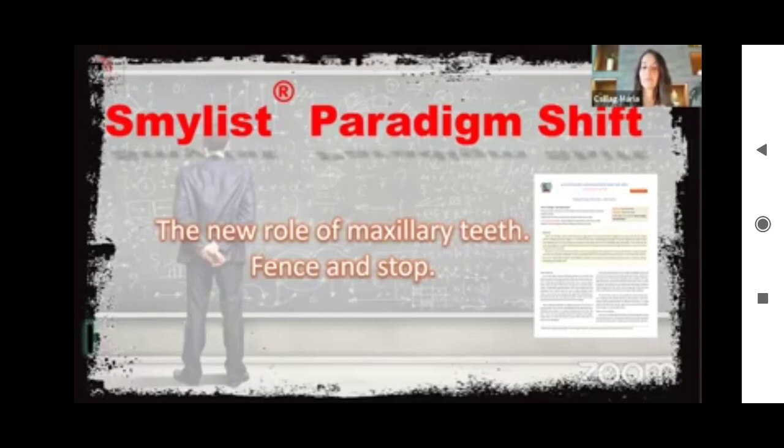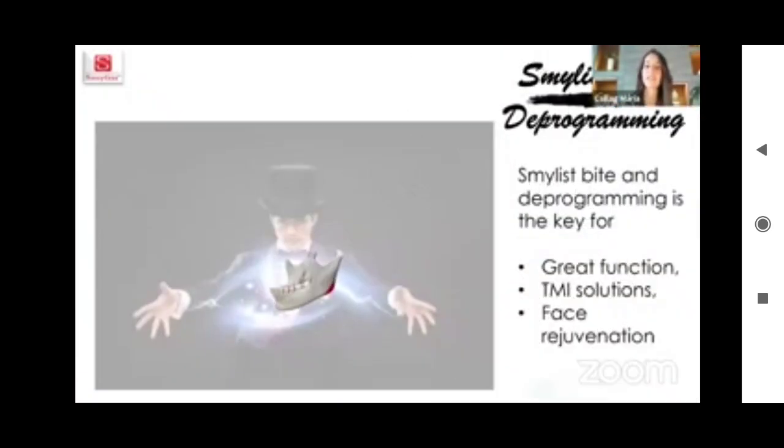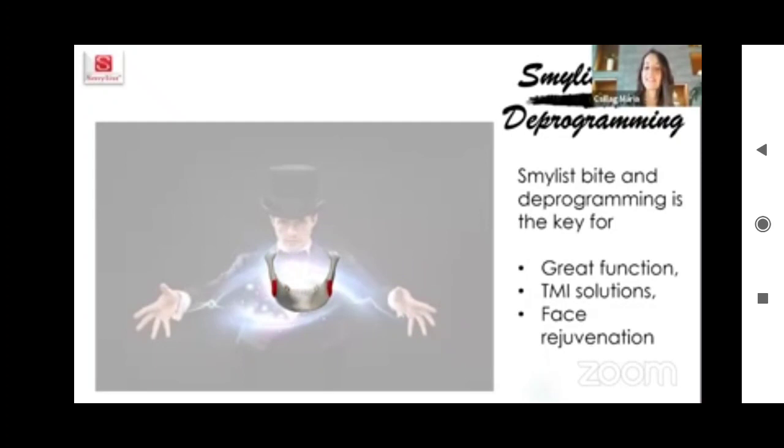So the paradigm shift is the role of the maxillary teeth and the role of setting the occlusion. If you create a really nice fence and stop on the front and on the canine with the help of software drawings and lines, you can get a really nice function, not only gnathological function and occlusion, but regarding the whole body balance. So, the Smiley's bite and the deprogramming.